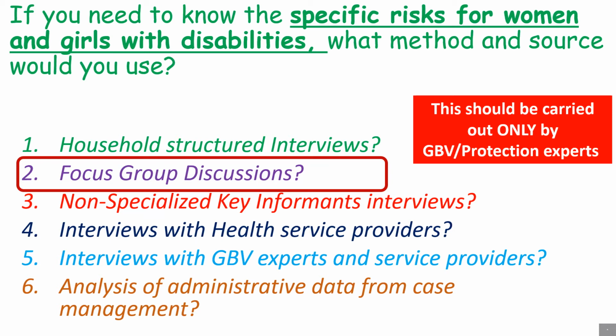Please note that this focus group discussion should only be carried out by GBV and protection experts. Using the wrong method and source, as in the example above, can result in misleading data that will not be able to provide necessary support, therefore resulting in harm. For example, non-specialized key informant interviews or household interviews might not be able to speak clearly around the risks for women and girls with disabilities because their experiences are different.